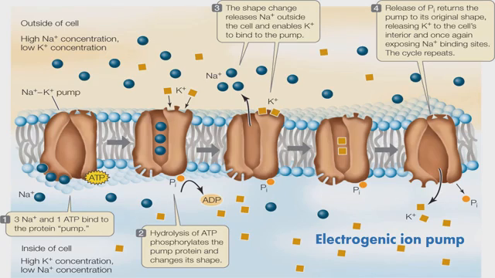In this diagram, you can see the mechanism of the electrogenic ion pump. Basically, the electrogenic ion pump is also known as the sodium-potassium ion pump, and this diagram describes it perfectly. You can see that the sodium-potassium pump exchanges 3 sodium for 2 potassium per ATP hydrolyzed. This mechanism of the electrogenic ion pump contributes to the normal membrane potential.